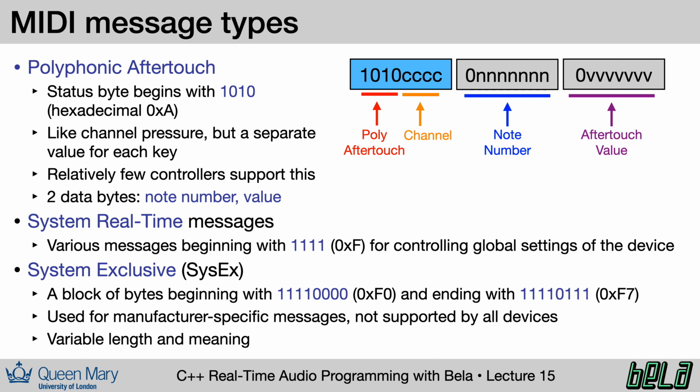System real-time messages are used for controlling various transport and timing functions of a synth, whereas system exclusive messages are designed for transporting manufacturer-specific data. SysEx messages have a variable length and are encapsulated by a hex value of F0 at the beginning and F7 at the end. Within that, there will typically be a code indicating what manufacturer the message is designed for, followed by manufacturer-specific data. So that's an overview of the types of MIDI messages we'll encounter. Again, for this lecture, we're going to focus on note-on and note-off messages.